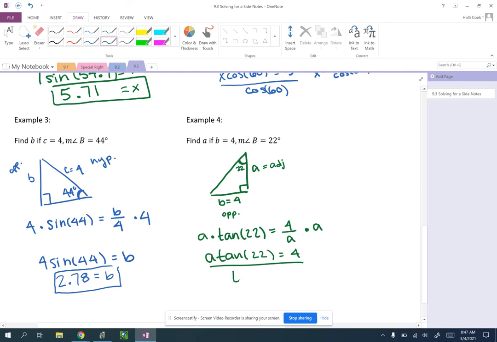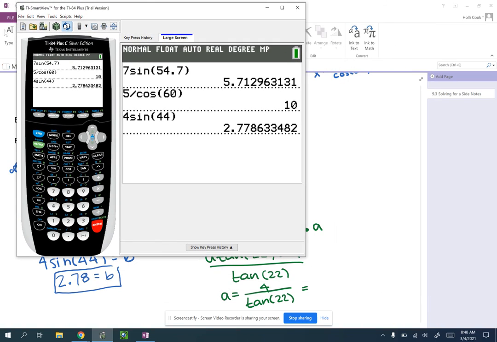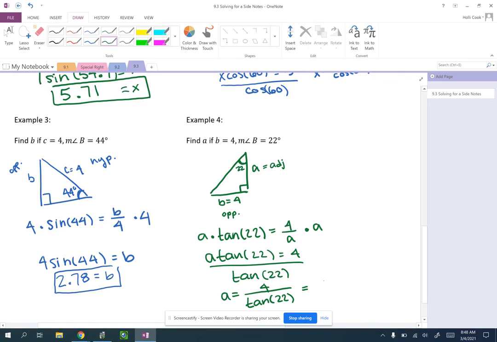And then divide our tangent away. So we get A equals 4 over tangent of 22. And we go to our calculator, type that in, 4 divided by the tangent of 22. We get 9.90. And that would be our A, our missing side. Okay, and that's all for 9.3. So figure out which trig ratio you need to use and then solve for your variable.